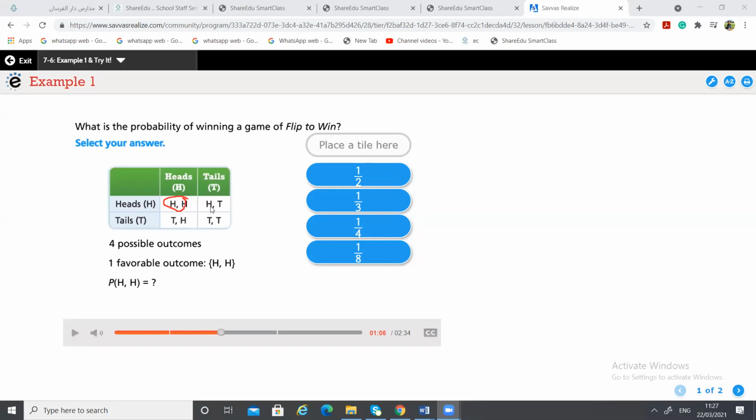Head, head; tail, tail; head, tail; tail, head. 4 possible outcomes.